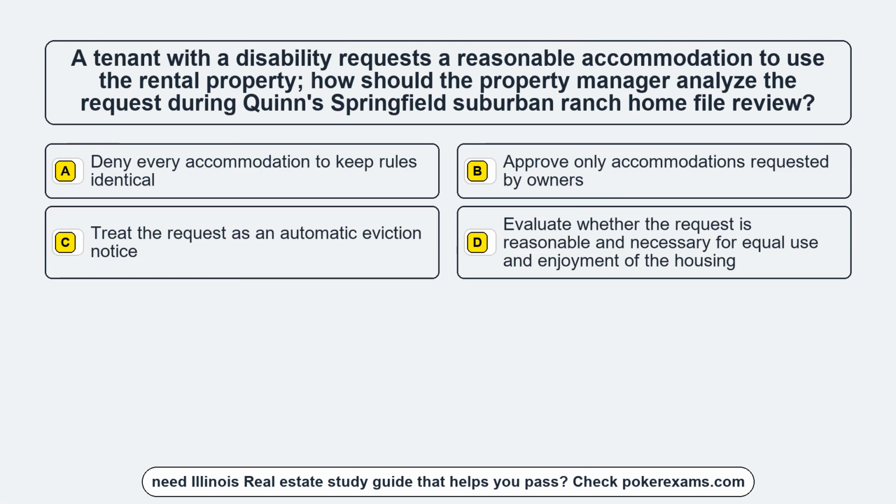Question 8. A tenant with a disability requests a reasonable accommodation to use the rental property. How should the property manager analyze the request during Quinn's Springfield Suburban Ranch home file review? Option A, deny every accommodation to keep rules identical. Option B, approve only accommodations requested by owners. Option C, treat the request as an automatic eviction notice. Option D, evaluate whether the request is reasonable and necessary for equal use and enjoyment of the housing.